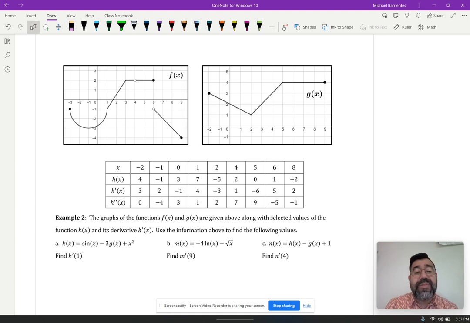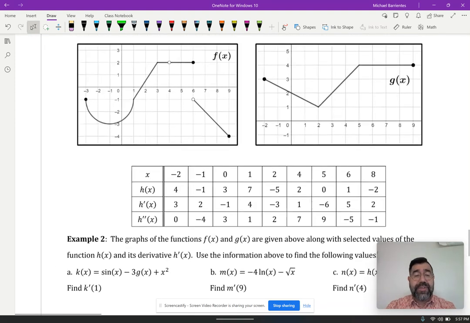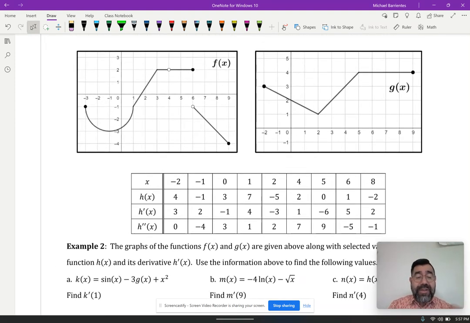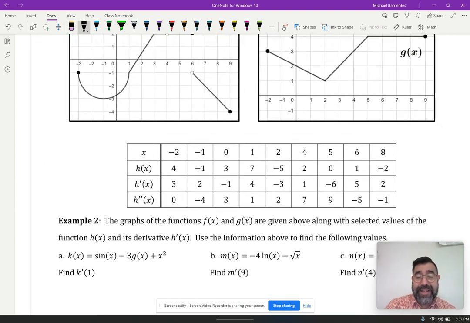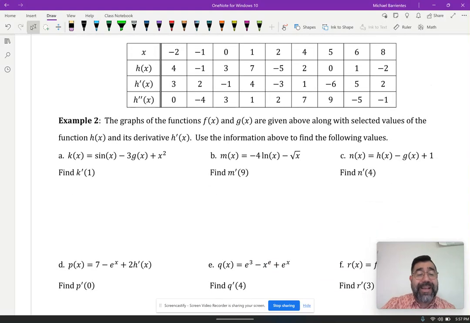But sometimes we get this. This is a mixture of those types of functions. And now we don't necessarily have equations, although we do, but we also have tables, and we also have graphs. So there's like everything in these types of problems. So I'm kind of excited. All right, example number 2.